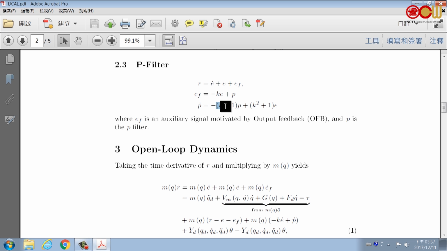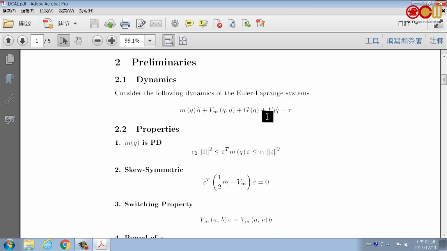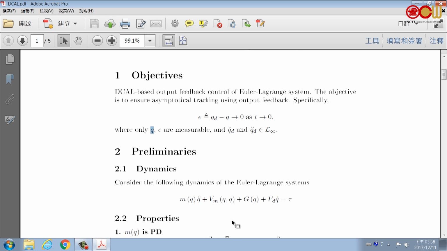Okay, P dot equal to all these equations. So this equation is called the P filter. You can consider P to be like an acceleration term, because acceleration is not measurable. So we design a signal to mimic the acceleration. To implement this filter, all you need is the E signal, the tracking error. And the tracking error is only a function of your desired trajectory and your current position. So it doesn't contradict the assumption where only Q is measurable.